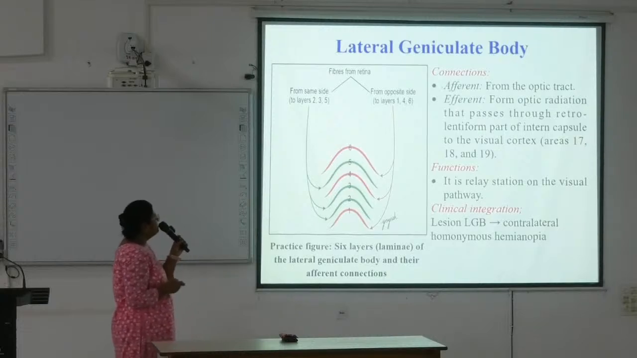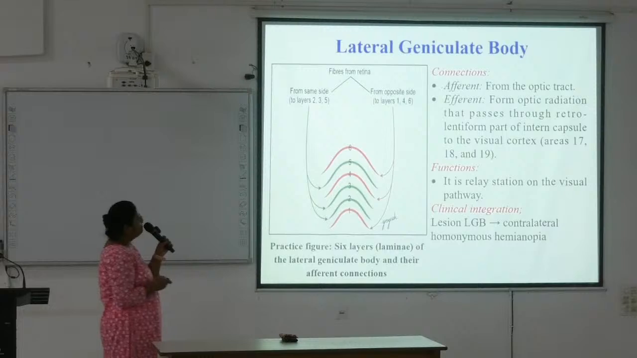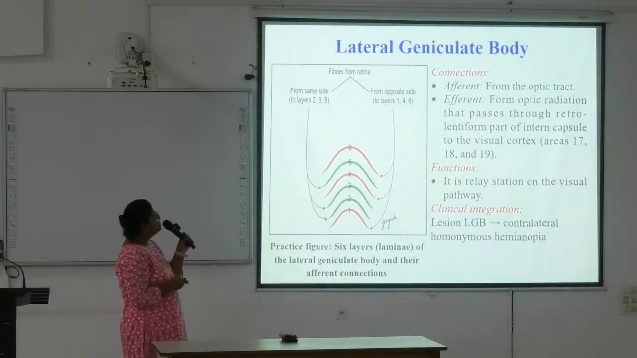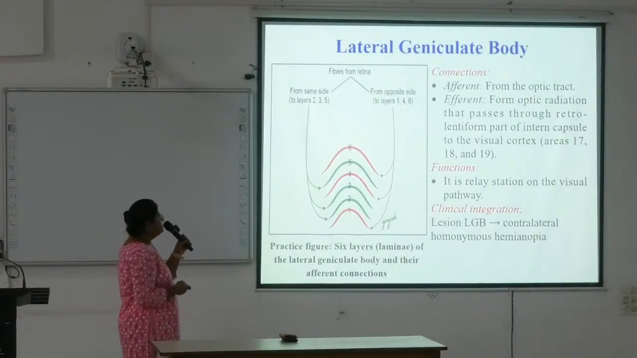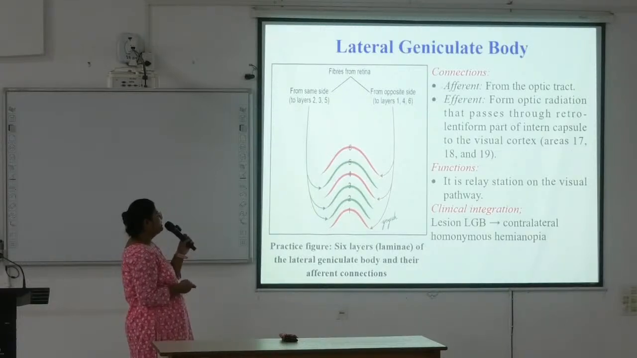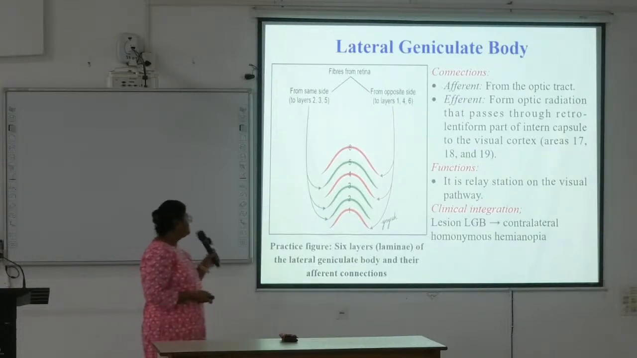Next, connections. Afferent is coming from optic tract, efferent is going as optic radiation that passes through retrolenticular part of internal capsule to the visual cortex. Visual cortex is Brodmann's area 17, 18 and 19. Now what are the functions? It is relay station on the visual pathway, and clinical integration. Lesion of lateral geniculate body will lead to contralateral homonymous hemianopia. Okay.